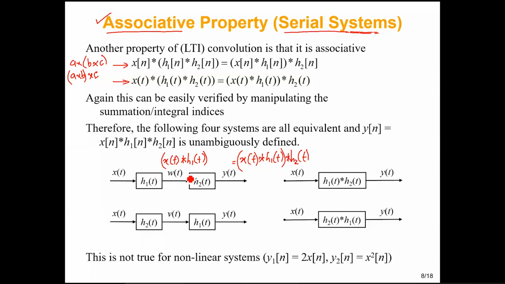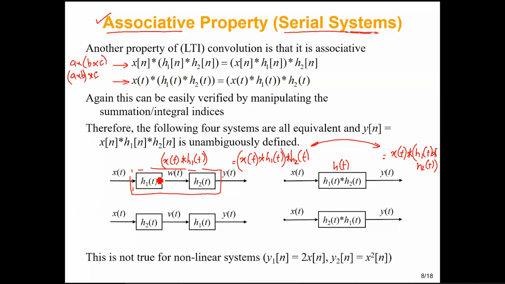Now what we can do is simplify this system and have one equivalent system, and that equivalent system's impulse response h of t would be h1 of t convolved with h2 of t. As a result, the output y of t would be x of t convolved with h of t, and h of t we know is h1 of t convolved with h2 of t. So if you compare this with this, this is your associative property. We can take these two convolved first and then convolve with x, or we can convolve x of t with this.